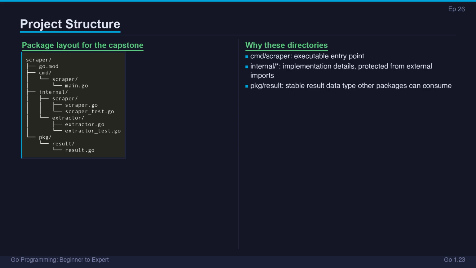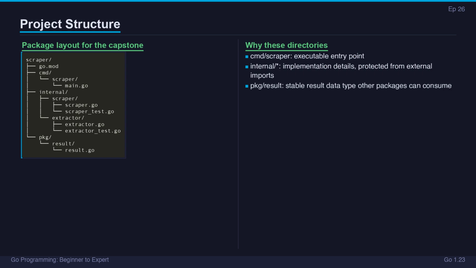The layout follows a common Go shape. cmd/scraper holds the executable entry point. That package should be thin. Parse input, wire dependencies, call the application, and handle final output. internal/scraper holds the orchestration logic. It is internal because outside projects should not import our implementation details.